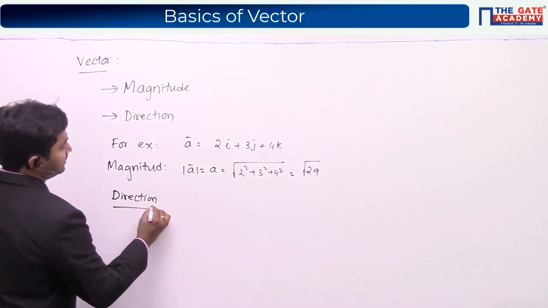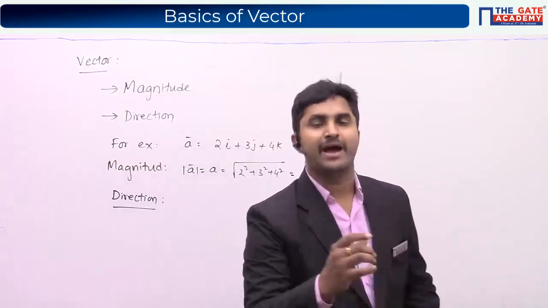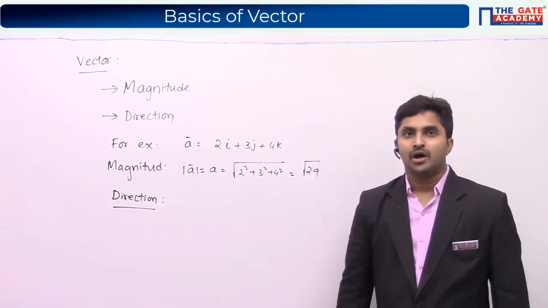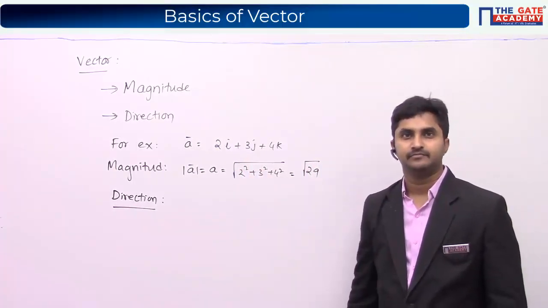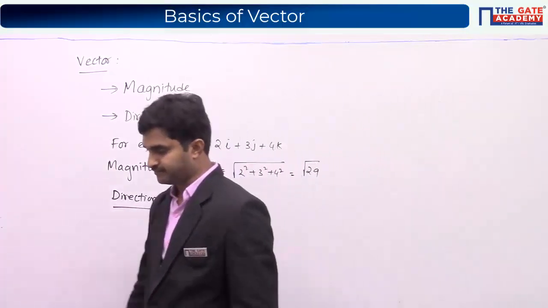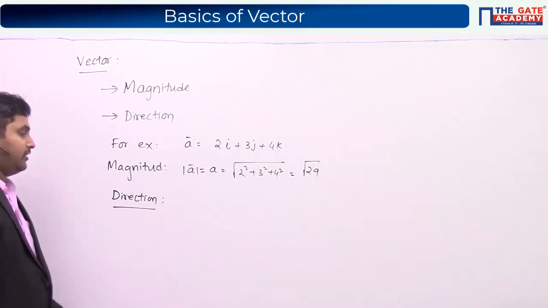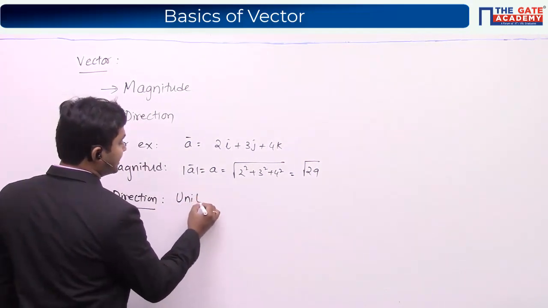can you please tell me how do we represent the direction of a particular vector? Very good. The direction of the vector is given by its unit vector.